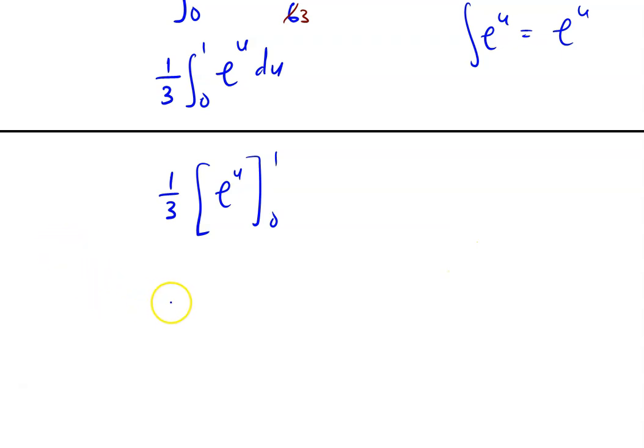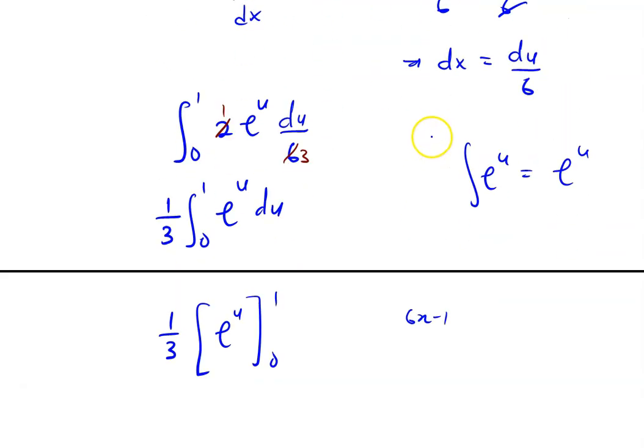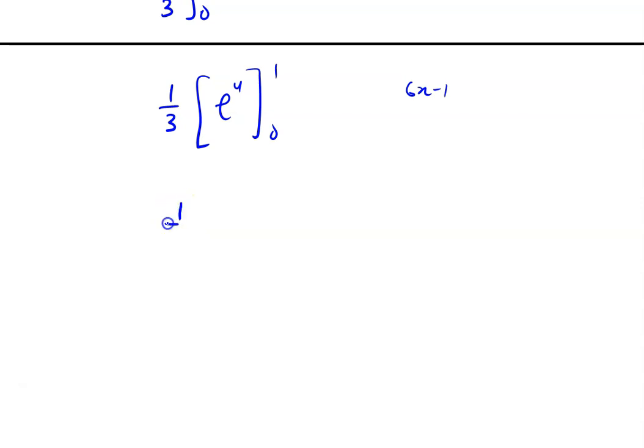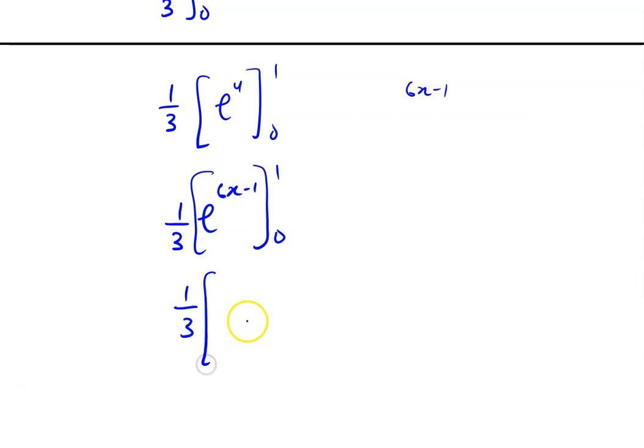You get it? So what do I have now? What is u? u was given as 6x minus 1, right? That's the value for u. So I just substitute the value there, which will be 1 on 3 e^(6x minus 1), right? Then we have 0, 1. So what do I do now? I'm going to just substitute the values, and I'm going to get 1 on 3, right? I have e. If I substitute 1 first, I'm going to get 6 into bracket 1 minus 1, right? Minus e^(6 into bracket 0 minus 1), something like this.